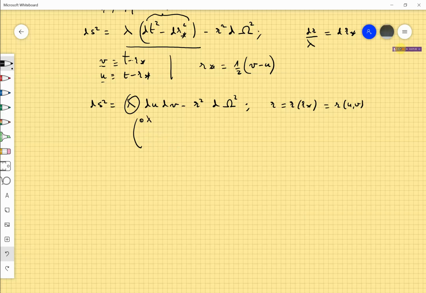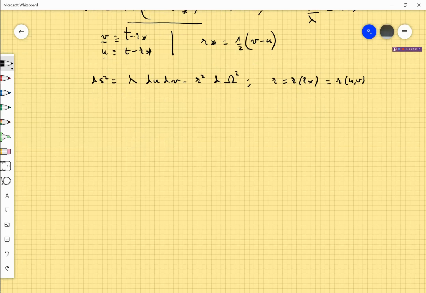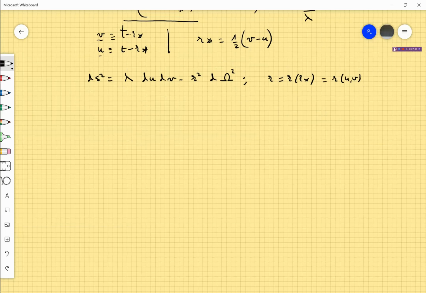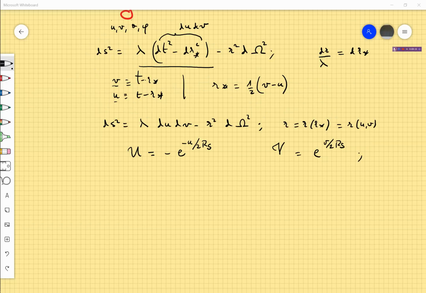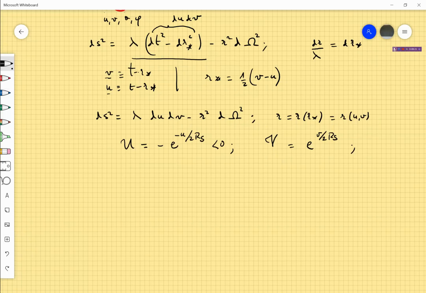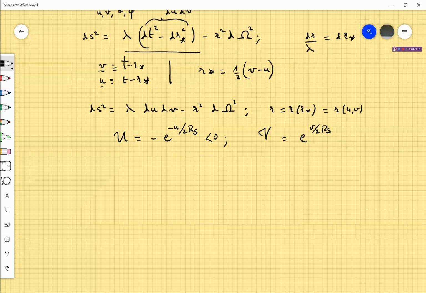Okay, so let me go back and eliminate this. Now the definition of these coordinates capital U and capital V is as follows. So U is defined as minus the exponential of minus u divided by 2rs, and V is the exponential of v divided by 2rs. And observe that according to this change of coordinates, U should only take negative values, and V can only take positive values.